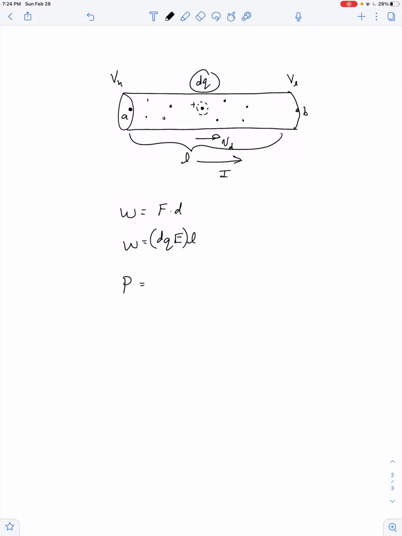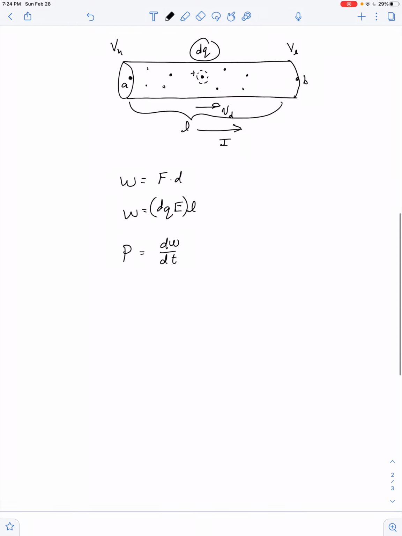Power is the rate at which work is performed. It's a rate of change of energy or rate of work done. So let's see. dW/dt, the rate, would be dQ/dt times E times L. I'm just going to divide both sides of this equation by dt. And then we're still left with E times L.